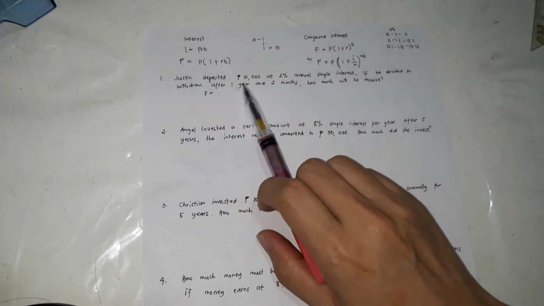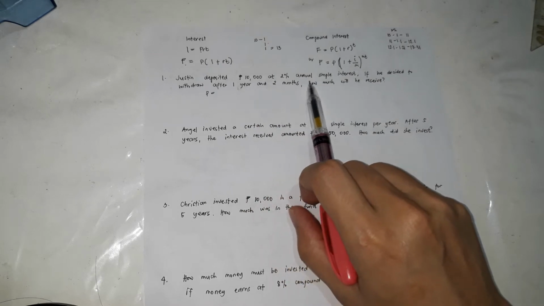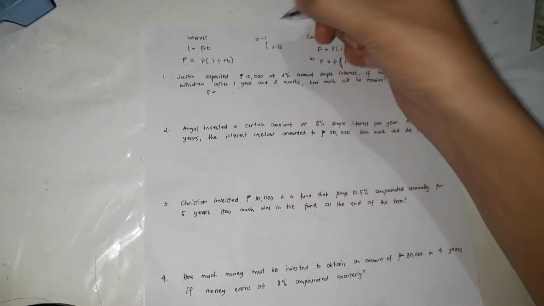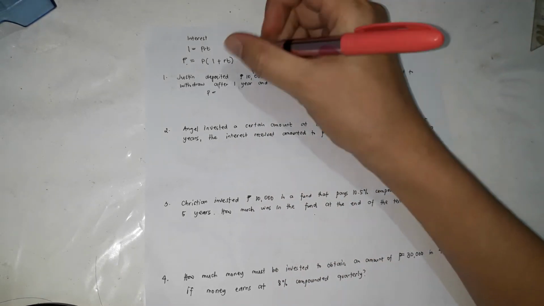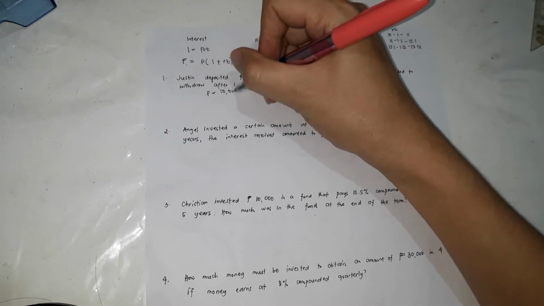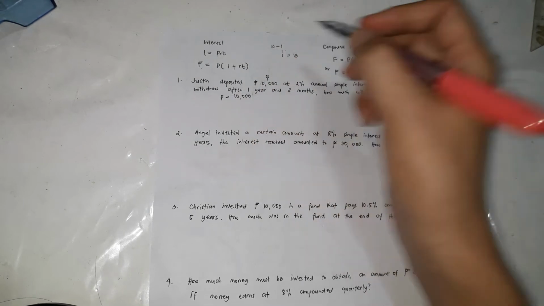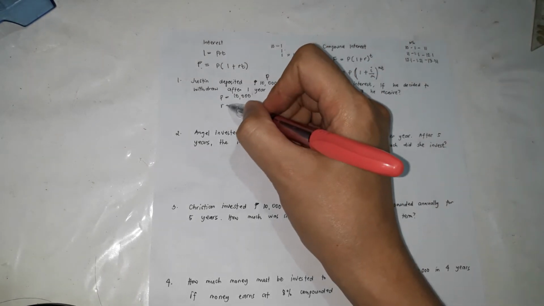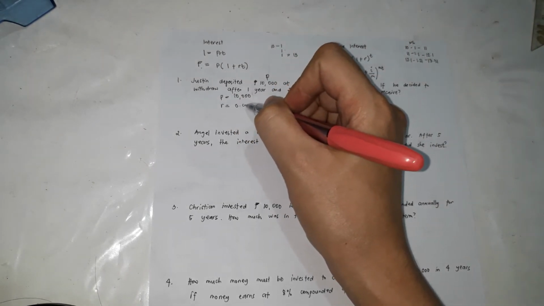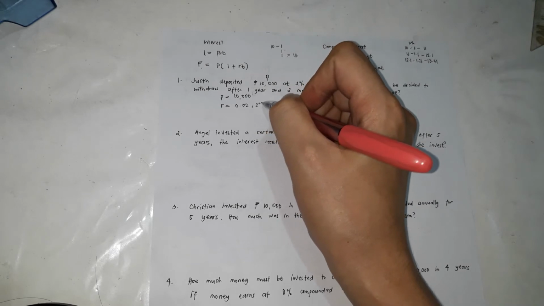So Justin deposited 10,000 pesos at 2% annual interest. So the first given, the 10,000 pesos is the principal. So 10,000 pesos is the principal, while the 2% is the rate. So rate 0.02, which is also 2%, is equivalent to 0.02. So you need to change it to decimal.